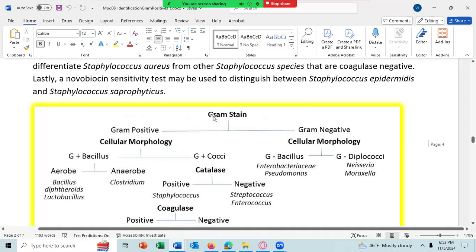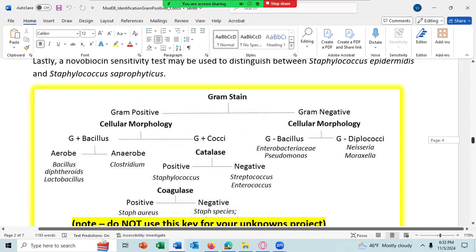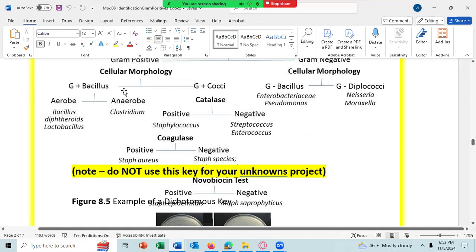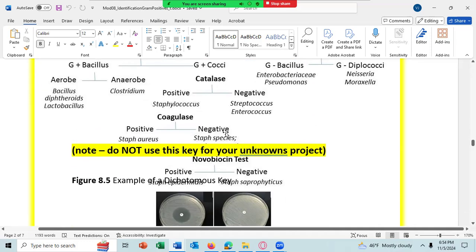Dichotomous key: you start with all bacteria, split it into two, follow one group, split it into two, follow one group, split it into two. Follow one group, split it into two, follow one group, split it into two. And that's why it's called dichotomous logic.